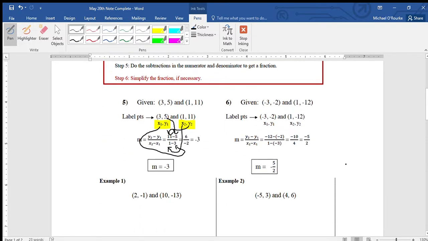So if we take a look at this one, label the points, plug it in. So y2 goes here, y1 goes there. This is where you're going to get confused here. Negative and negative here. Remember that negative and negative make a positive. So it's actually going to be negative 12 plus negative 2. Okay. Then x2 goes there, x1 goes there. Away you go and do the math. So let's do some examples.